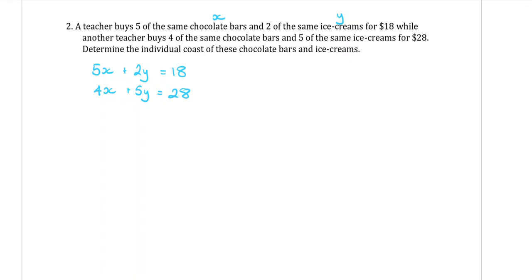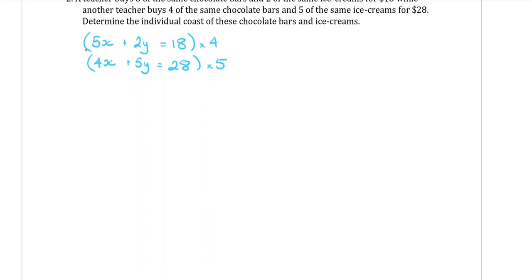Now we need to get them arranged so that we can eliminate something. Let's eliminate the x's again by multiplying the top equation through by 4 and multiplying the second equation through by 5. So I would get for the top equation 20x plus 8y equals 72. And then for the second equation, 20x plus 25y equals 28 times 5 is 140.